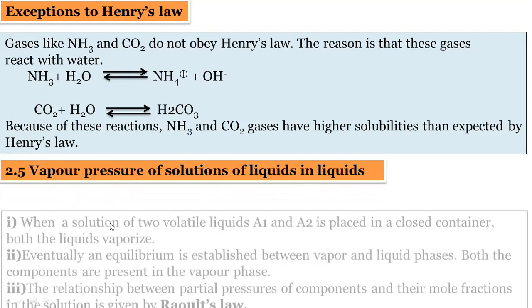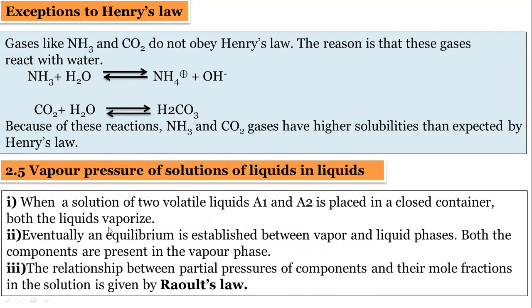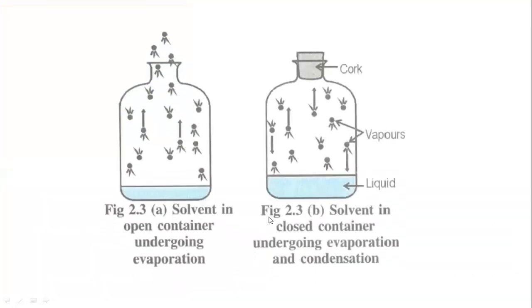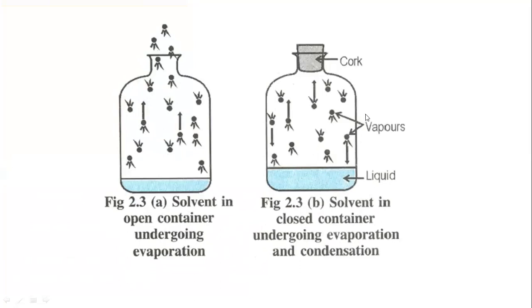Vapor pressure is nothing but the pressure of the vapor on the surface of the liquid. I will explain with this diagram. See, this diagram is not included in your textbook also. In this diagram we can see a solvent in an open container, because it is not closed.